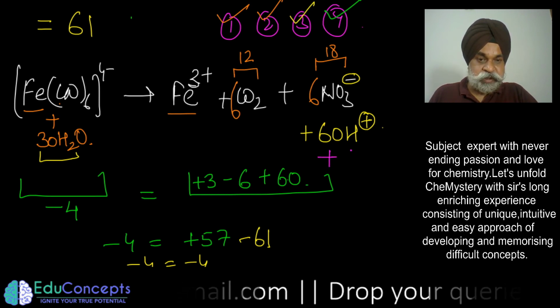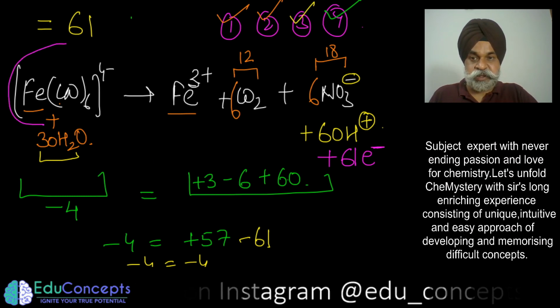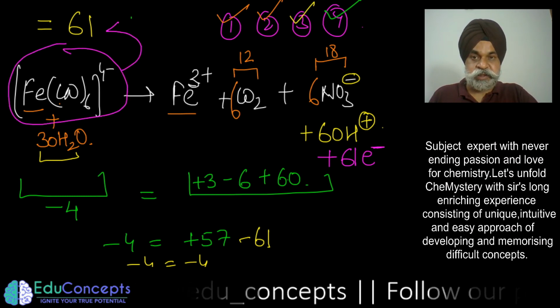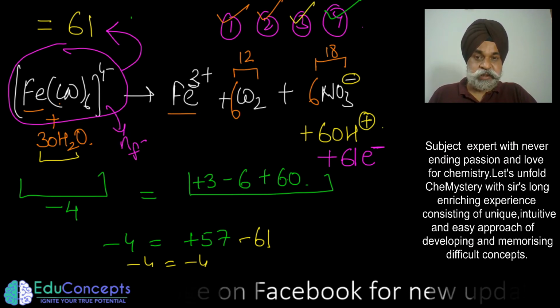So I have to place here, let me write it with a bold marker, 61 electrons. What does it mean? That 1 mole of this species is losing 61 electrons. So the N factor here is 61.